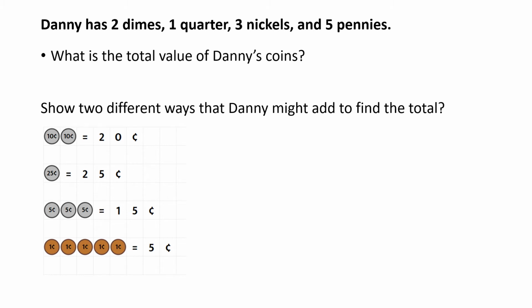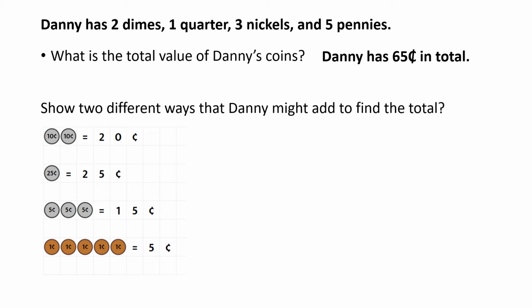Danny has 2 dimes, 1 quarter, 3 nickels, and 5 pennies. What is the total value of Danny's coins? Danny has 65 cents in total. Show 2 different ways that Danny might add to find the total. You could have added these numbers in different ways.